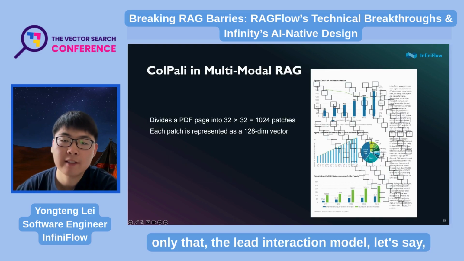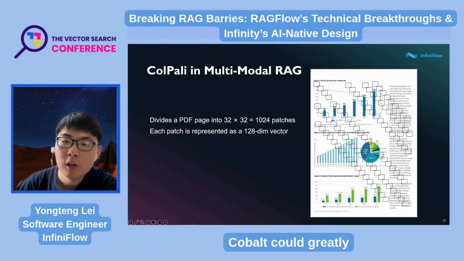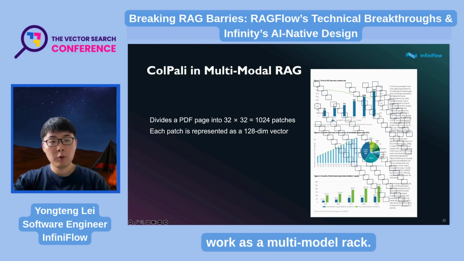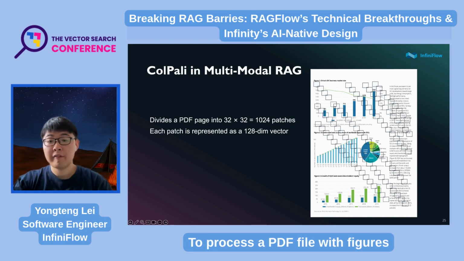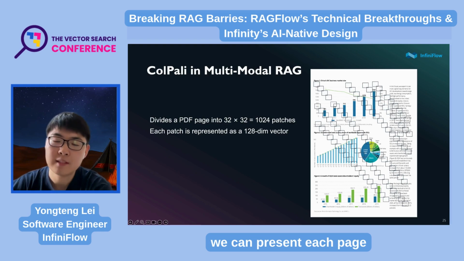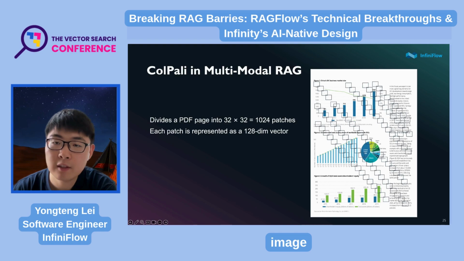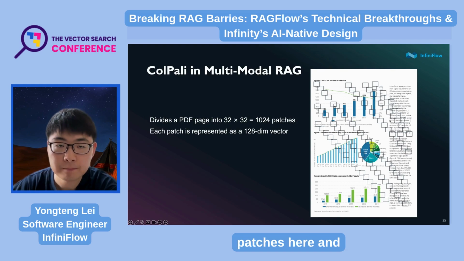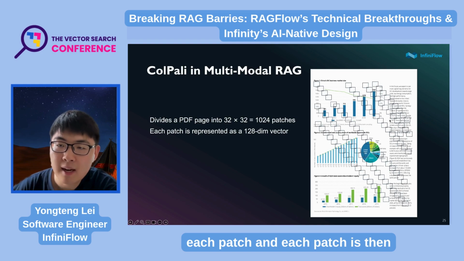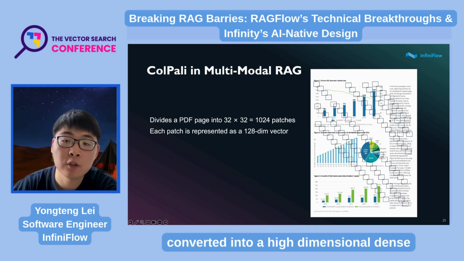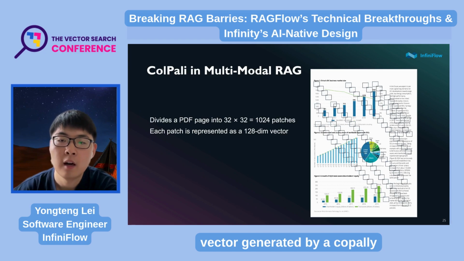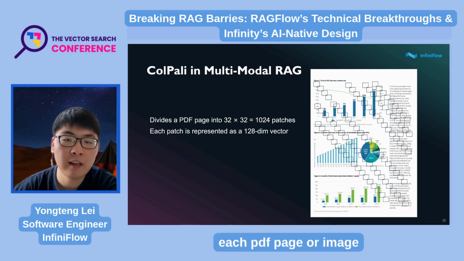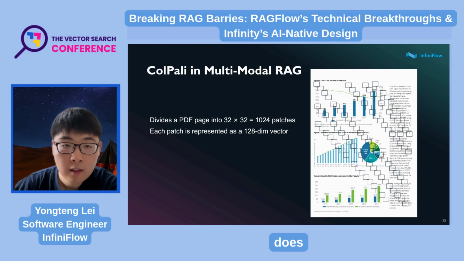Not only that, the late interaction model, let's say Copilot, could greatly enhance the capability of RAGFlow to work as a multimodal RAG. To process a PDF file with figures, we can present each page image of the PDF as many visual patches, and each patch is then converted into a high-dimensional dense vector generated by Copilot. Therefore, we can use a tensor to represent each PDF page or image. Does that make sense?